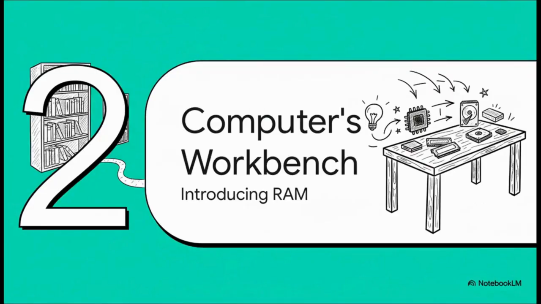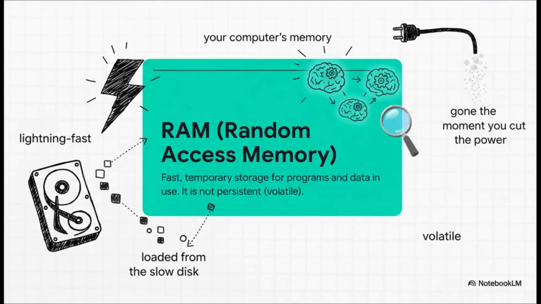Okay, so since that main library, the disk, is kind of slow, the computer needs a much faster place to do its active work. So imagine setting up a workbench right next to the library for easy access. Well, that workbench is your RAM. RAM is your computer's ultra-fast but temporary workspace. When you open an app, it's pulled from that slow disk and loaded into lightning-fast RAM so you can work on it right now. The catch? RAM is what we call volatile. The second you turn off the power, poof, everything on that workbench is just gone.